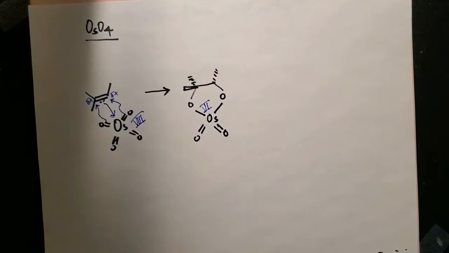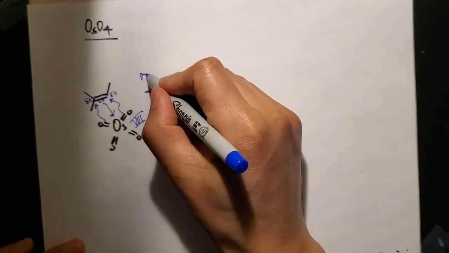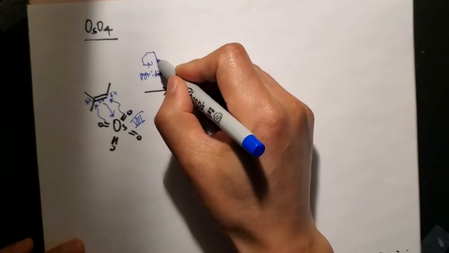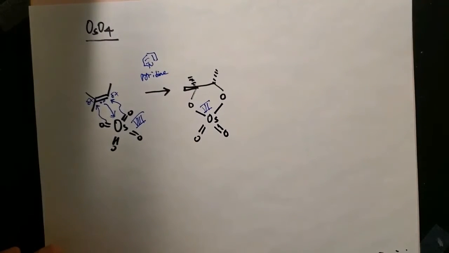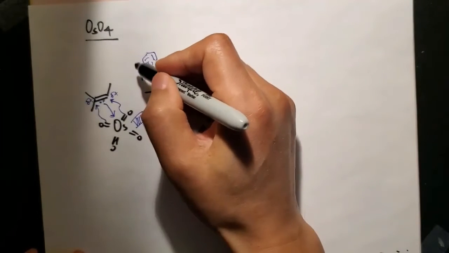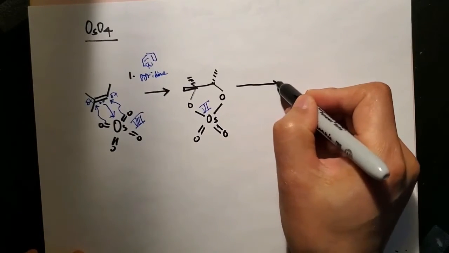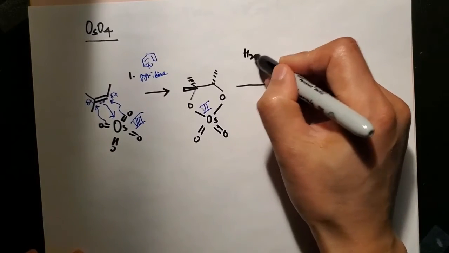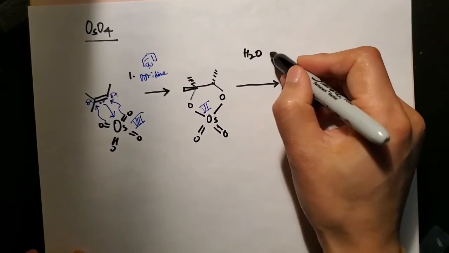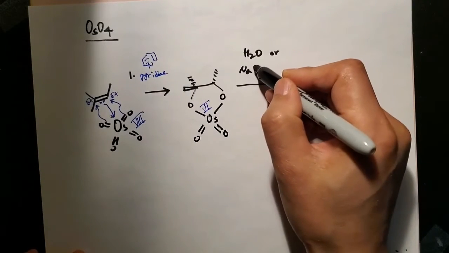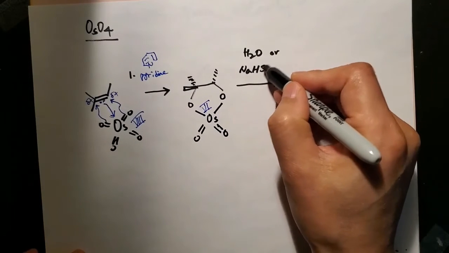So on the test, they give you osmium tetroxide alone, or sometimes they put pyridine, or they give you the actual drawing. Then from the second step, this is step 1, with osmium tetroxide and pyridine. Second step, sometimes you see only water. Sometimes you see, let's say, sodium persulfite.